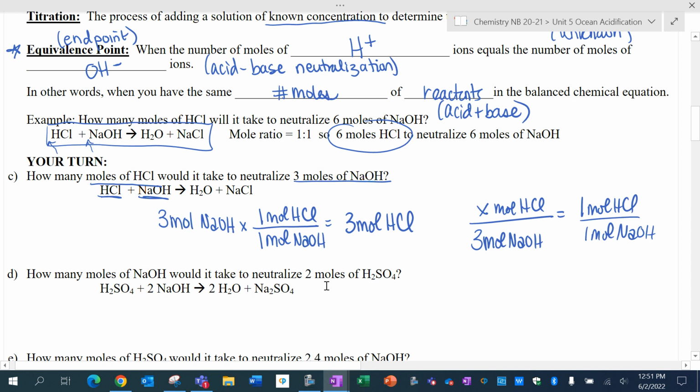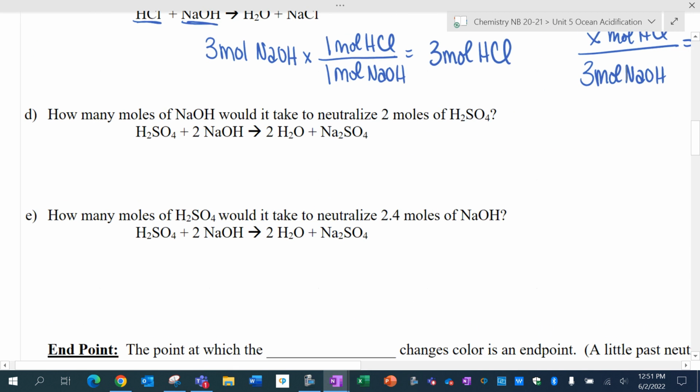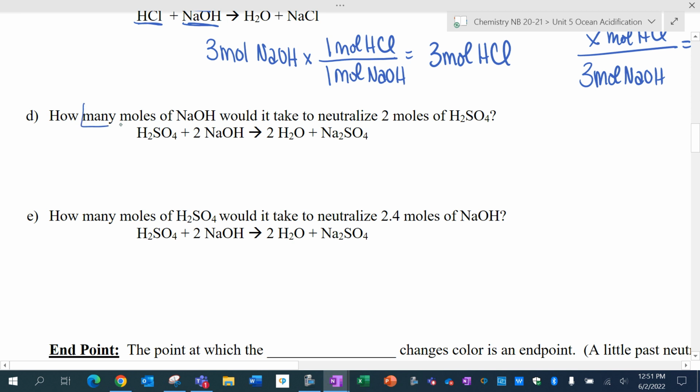Do a little cross multiplying. Now let's look at an example where we actually have some coefficients here. In this case, I want to figure out how many moles of NaOH it would take to neutralize 2 moles of H2SO4. So I've got 2 moles of H2SO4.